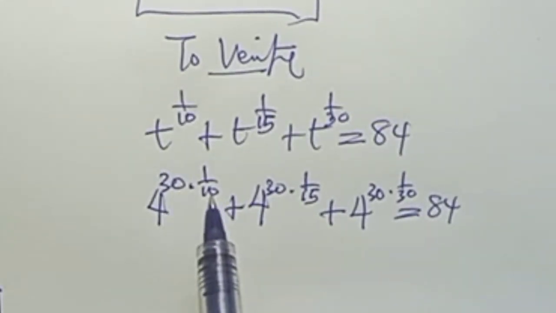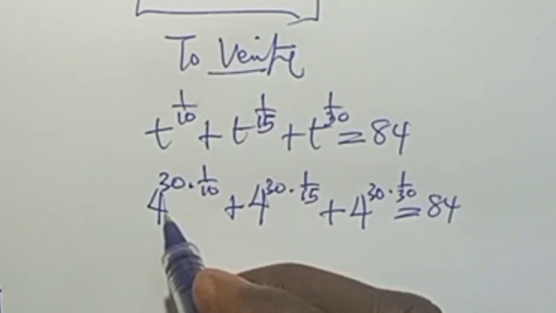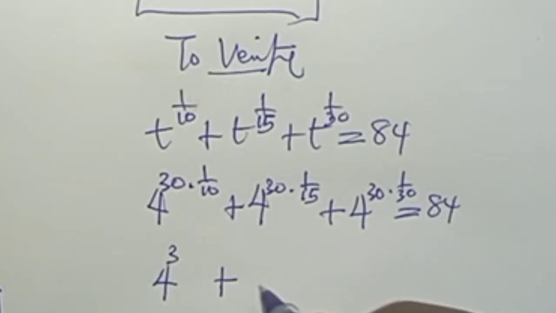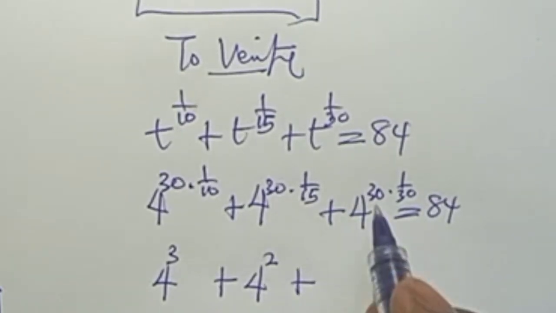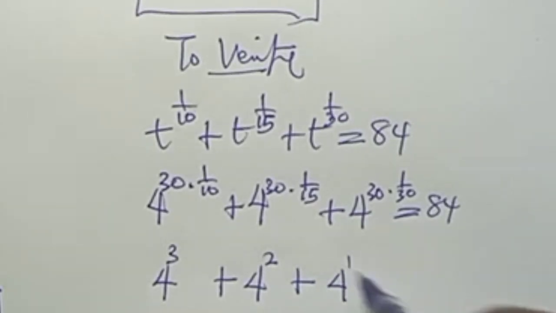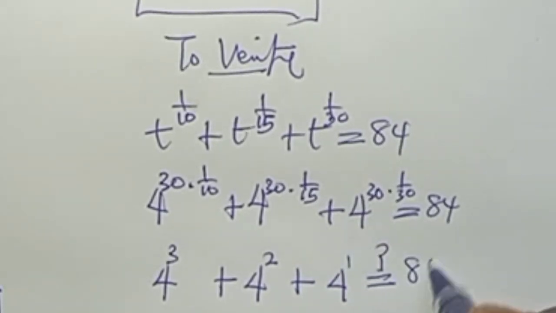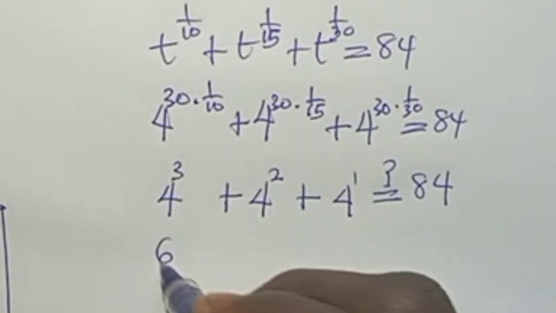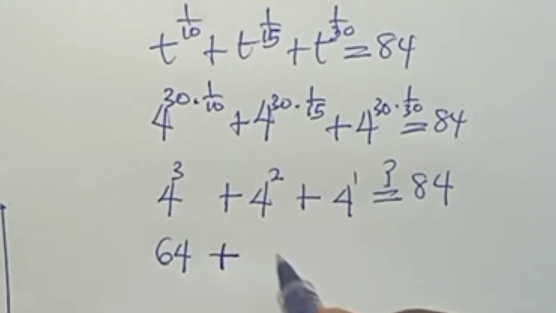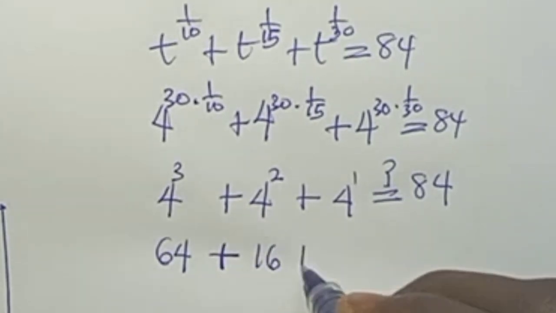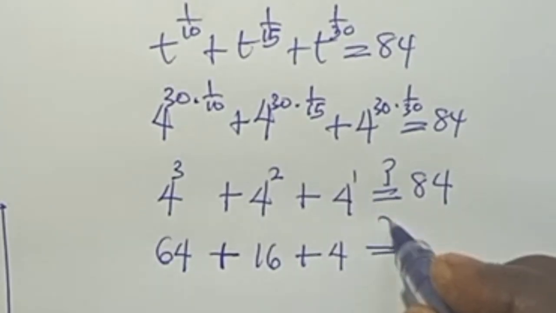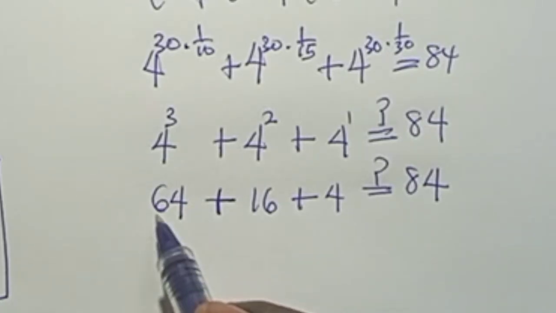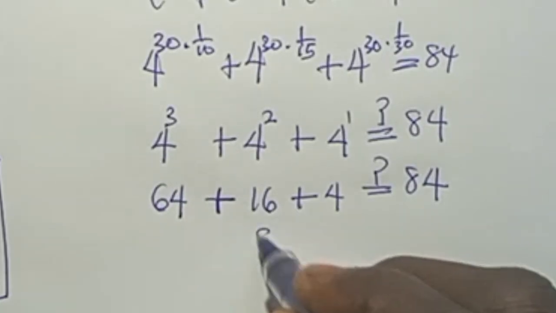So here 30 divided by 10, that is 3. So this will be 4 to the power of 3 plus 30 divided by 15, that is 2, 4 to the power of 2, plus 30 divided by 30, that is 1, 4 to the power of 1. Can this be equal to 84? 4 to the power of 3, that is 64, plus 4 to the power of 2, that is 16, plus 4 to the power of 1 is 4. We want to know if this will be equal to 84. So if we add this up, 64 plus 16 plus 4 is 84.